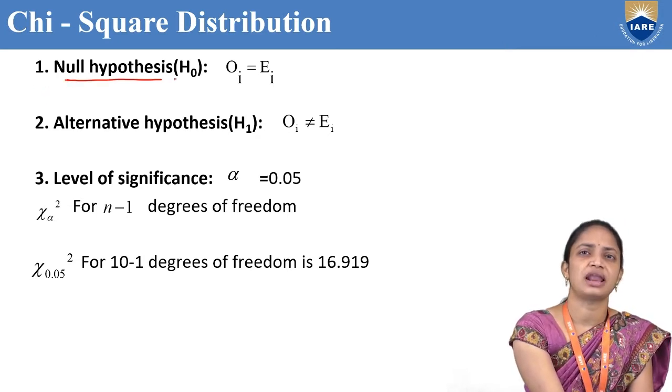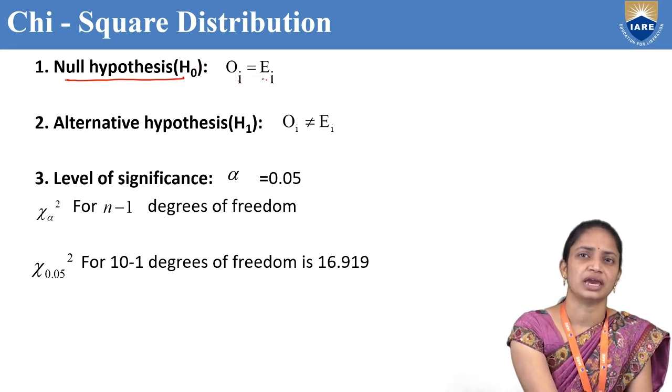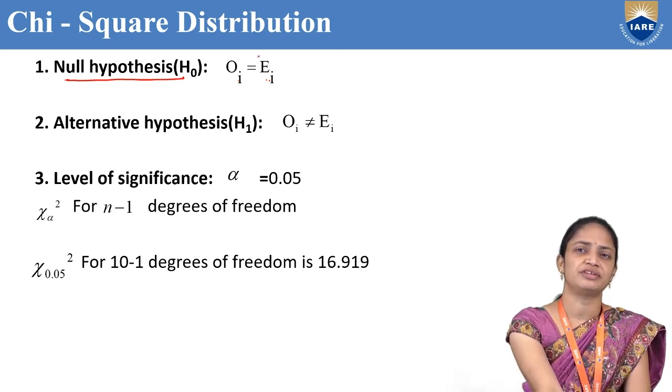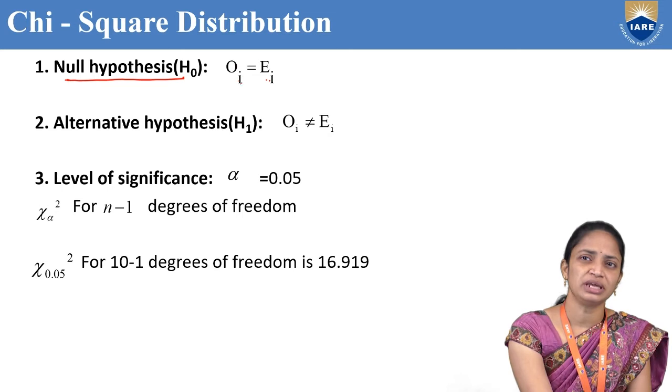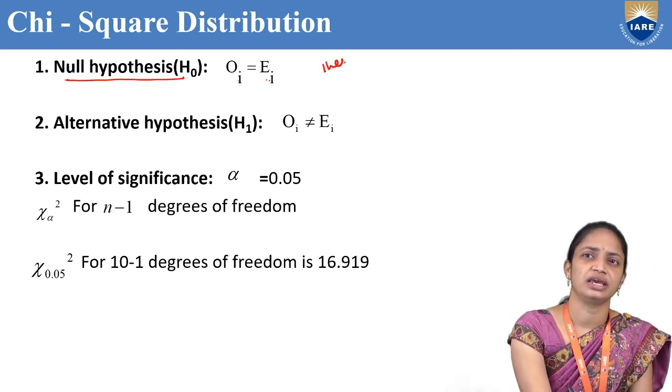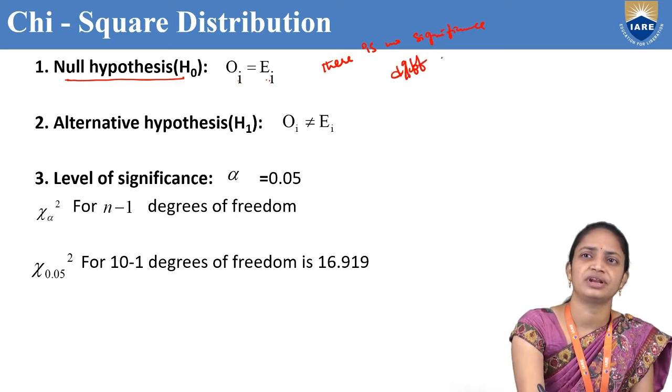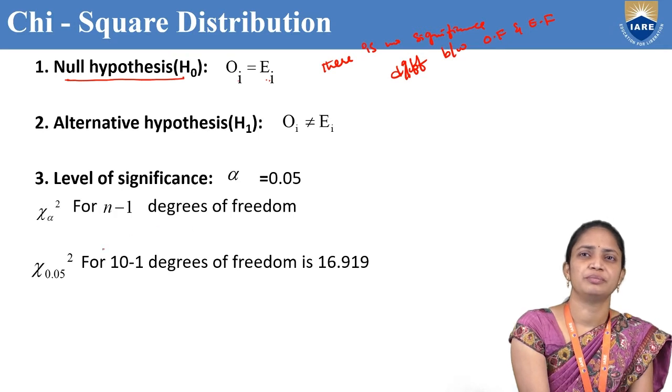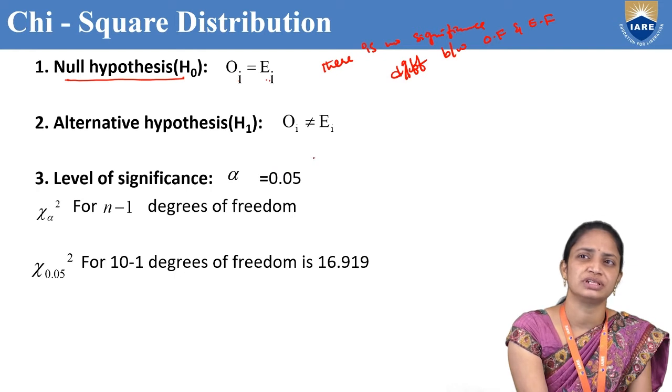Now coming to our first step. What is our first step? The null hypothesis, denoted with H naught, is Y equal to EI. Here I am taking Y equal to EI, that means observed frequency equal to expected frequency. What is the meaning of Y equal to EI? There is no significant difference between observed frequencies and expected frequencies.